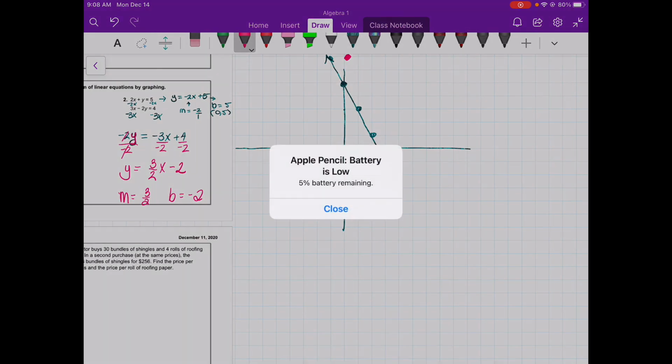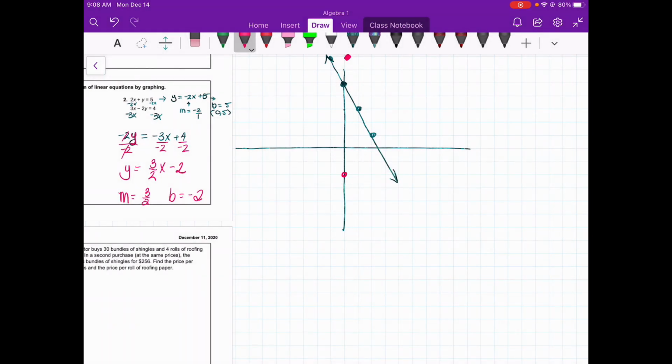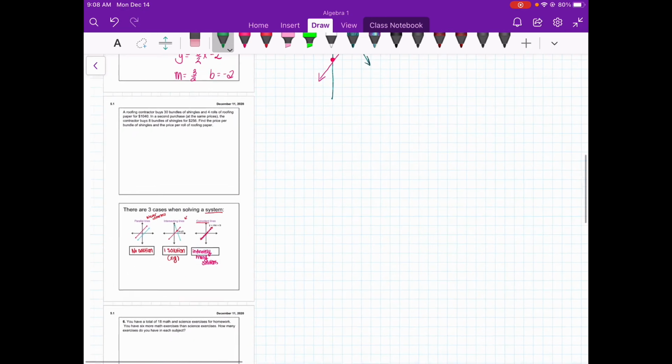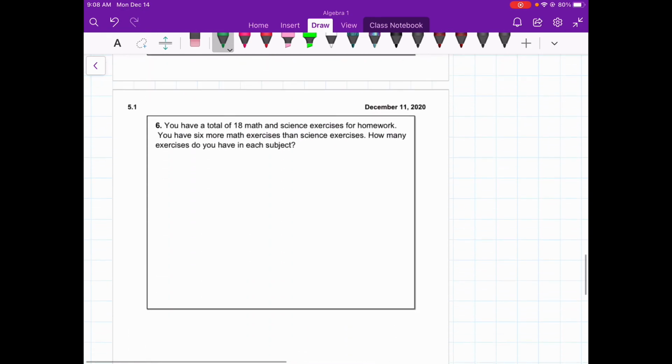And so when I graph that, I have a point on -2. And my slope, rise 3, run 2. Rise 3, run 2. And there's my equation. So my final answer would be where the two lines intersect, which is 2, 1. So for the rest of this, we're just going to do this word problem right here together, and the last one we'll save as a warm-up.